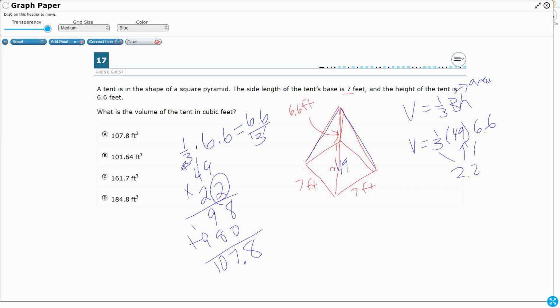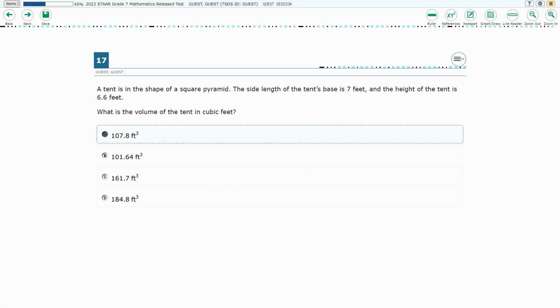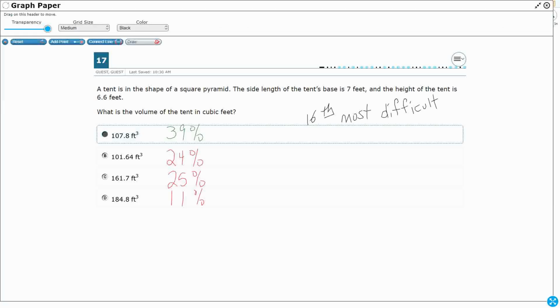My product, 107.8. There we go. Our answer is A. Let's see how we did across the state of Texas. So this was the 16th most difficult. You see, we didn't even get 40% of our students getting it correct. All right, so to go back to our pyramid here, how do we get B, this 101.64?